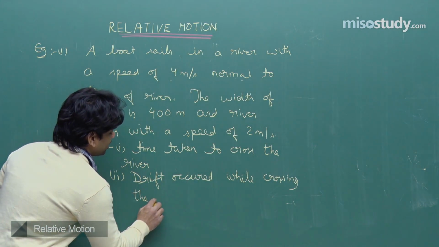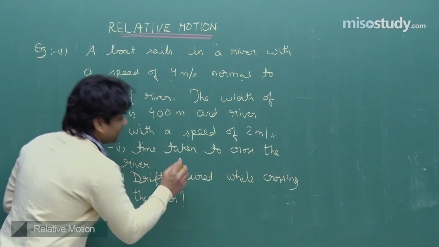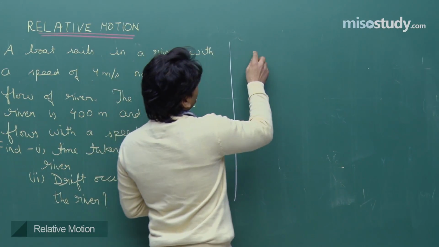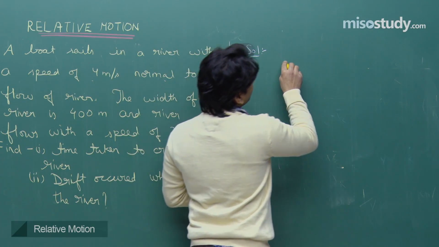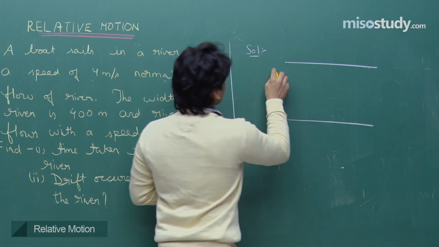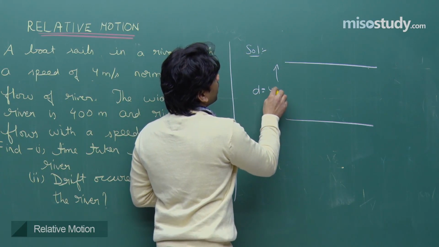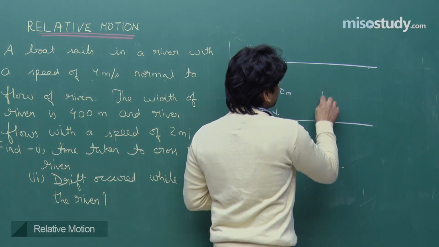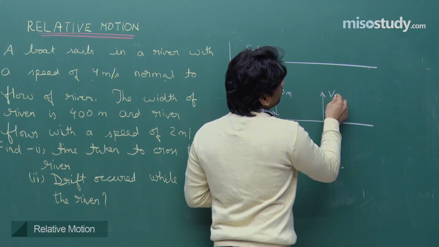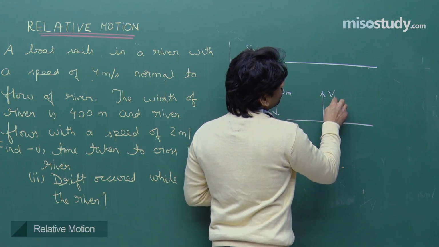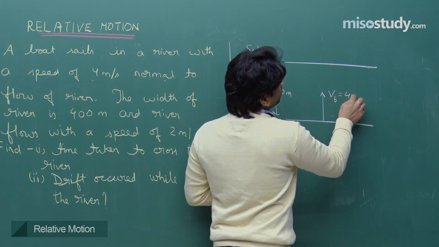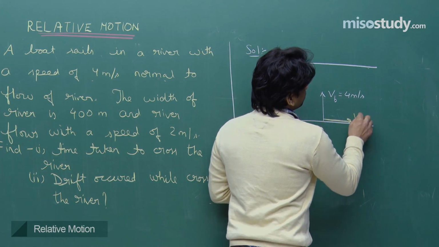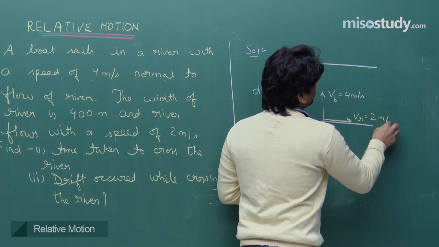Again, let's see how to solve this question. See here, the width of the river is 400 meters. So we will mark this width as 400 meters, and he is sailing normal to the flow of the river. So that is his velocity, it will be along this direction. This is the velocity of the boat. So VB is equal to 4 meters per second. The river is flowing at a velocity of 2 meters per second. So this is the velocity of the river, given as 2 meters per second.